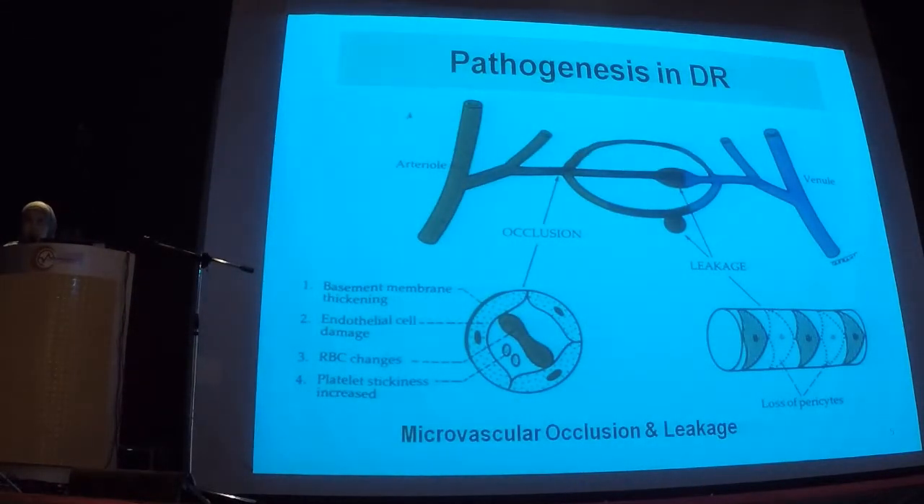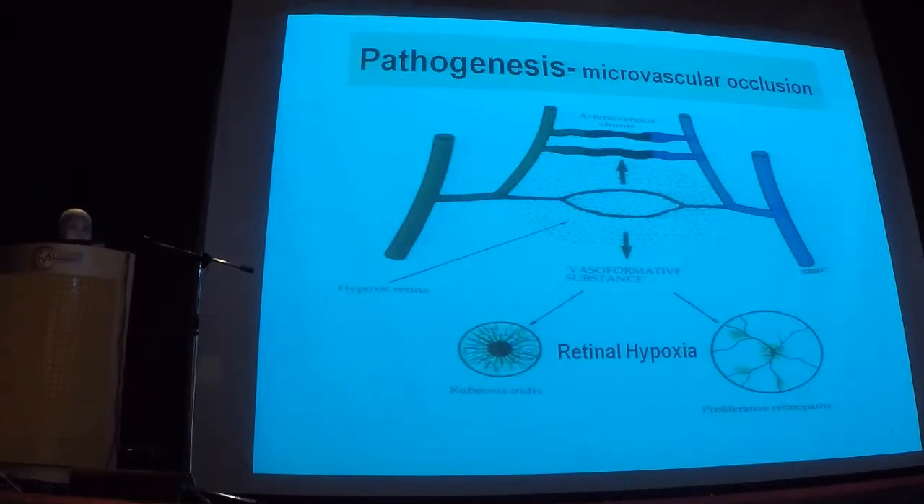Just a little bit about pathogenesis in diabetic retinopathy. We have microvascular occlusion and also leakage. I will not bore you, so I will go on. In microvascular occlusion, what happens is that when it's occluded, a vasoformative substance is released. I also need you to remember this word because I'll be talking from time to time about it: VEGF, vascular endothelial growth factor. I think you're aware of it, that it is important in babies as well. As they grow, they must have VEGF. But what happens is that when there's retinal hypoxia, new vessels will grow.